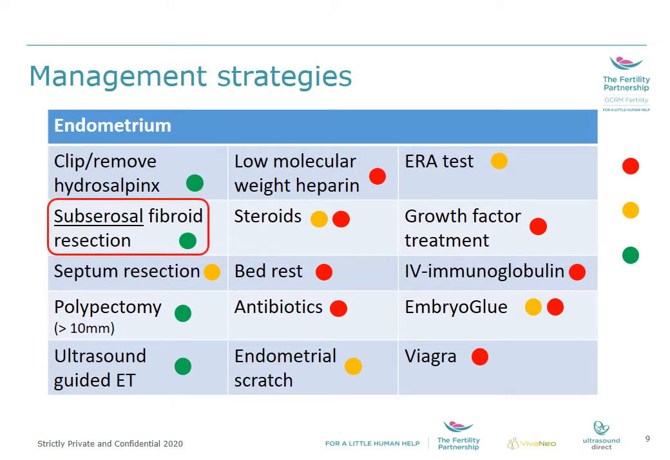If you have a subserosal fibroid, so this is a fibroid that encroaches on the cavity of the womb, then removing that fibroid has also been shown to be beneficial, but it is a major operation with a long recovery time, so there are downsides to that as well. If you have a developmental abnormality of the womb, in fact there is no evidence that removing that abnormality improves things, and in fact can also be harmful.